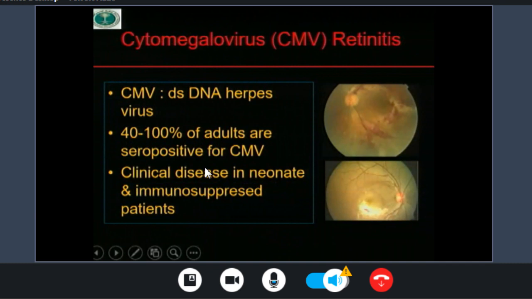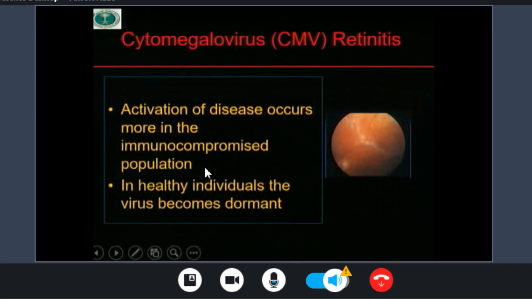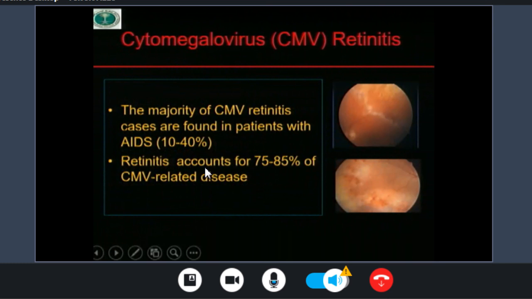Another condition that could present as an emergency in uveitis is cytomegalovirus, and this is a double-strand DNA herpes virus, and 40 to 100% of adults are usually seropositive for CMV. Clinical disease occurs in neonates and immunocompromised patients. Actually, activation of the disease occurs more in the immunocompromised patient. In healthy individuals, the virus usually becomes latent or dormant. The majority of CMV retinitis cases are found in patients with AIDS.